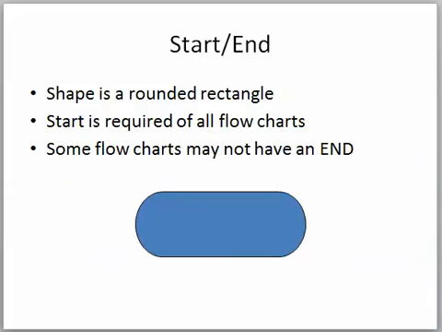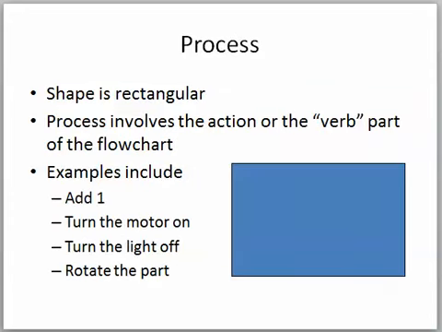Okay, start/end. The shape is a rounded rectangle. I call it an ellipse. Start is required for all flowcharts, but not all flowcharts have an end. Okay, our rectangle here stands for a process. The shape is going to be rectangular. Here's the important thing: it's going to involve an action verb. This is the verb part of the flowchart. Examples include add one, turn the motor on, turn the light off, rotate the part, turn the motor off. These are all part of the process.